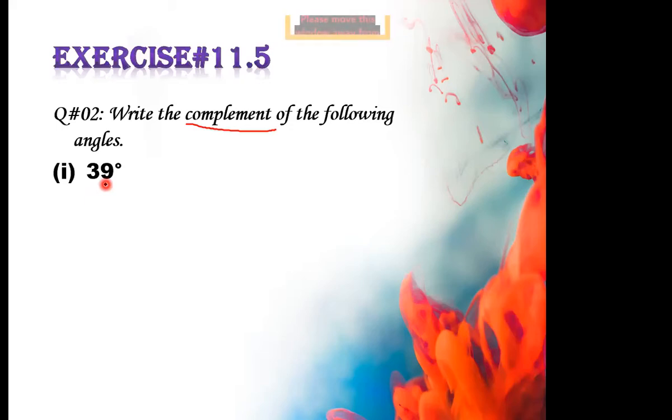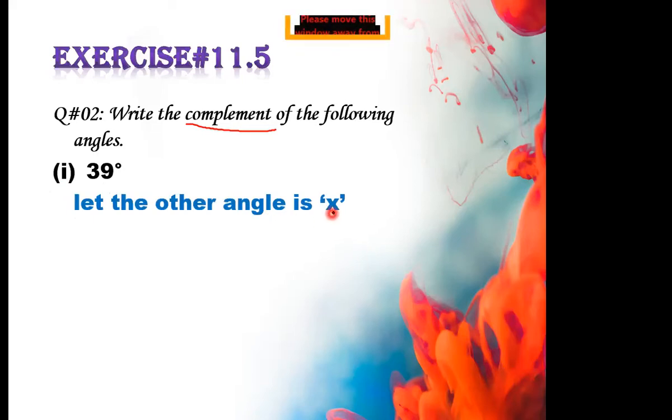So what you will suppose is, let the other angle which is unknown be x. This is your assumption, means you suppose that the other angle which is unknown is x, and when you add this x to 39, this is the unknown angle which you are going to find right now. So when you add any two angles, their sum should be equal to 90 degrees.